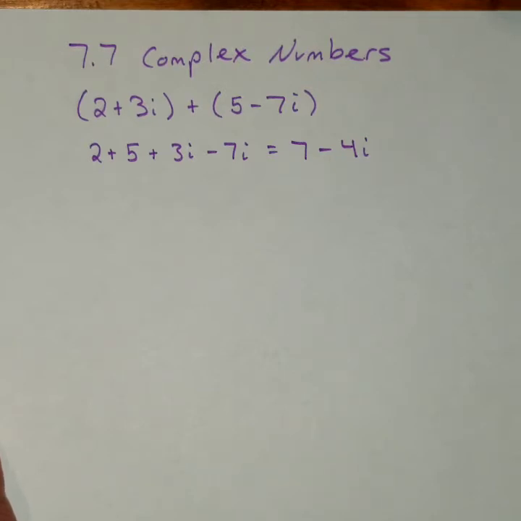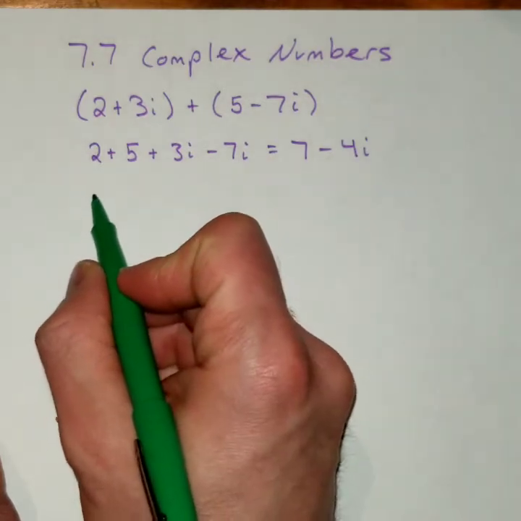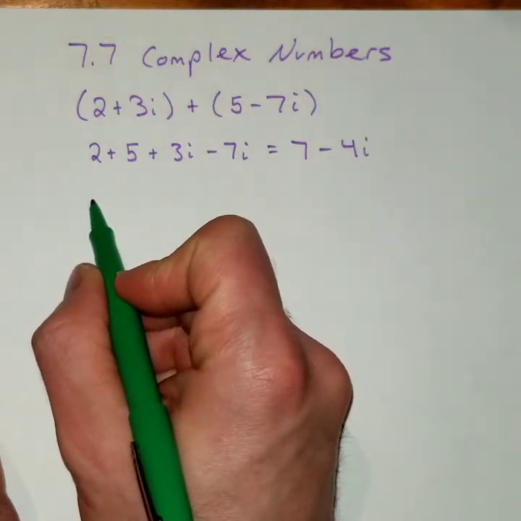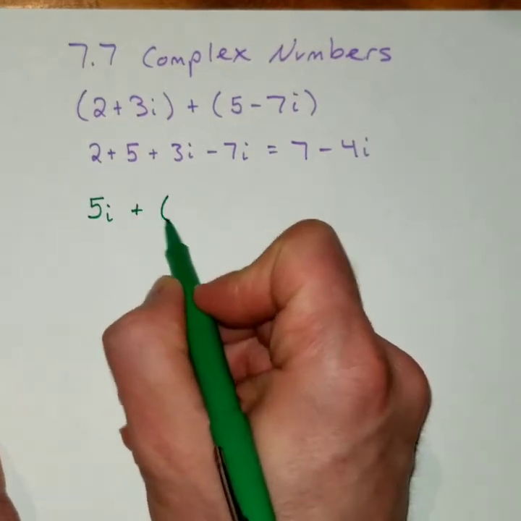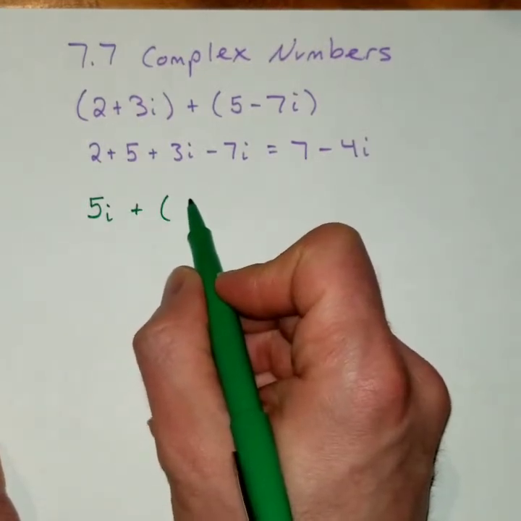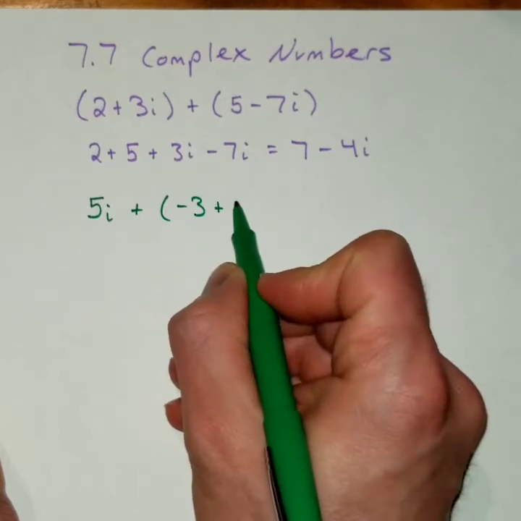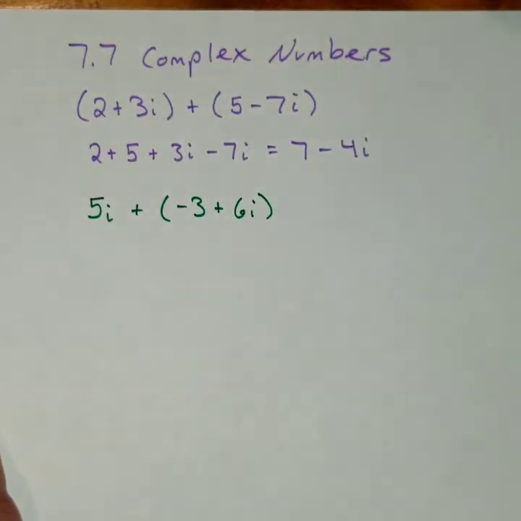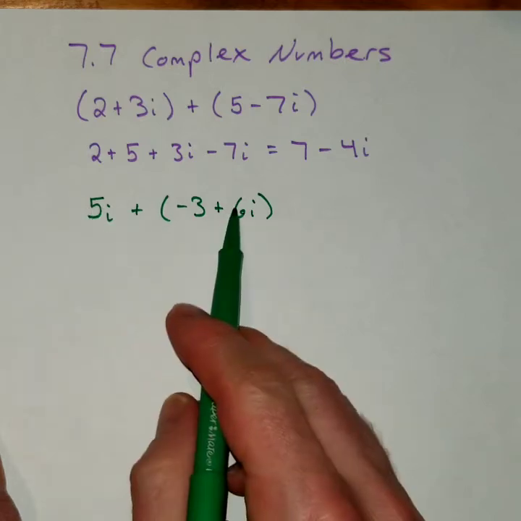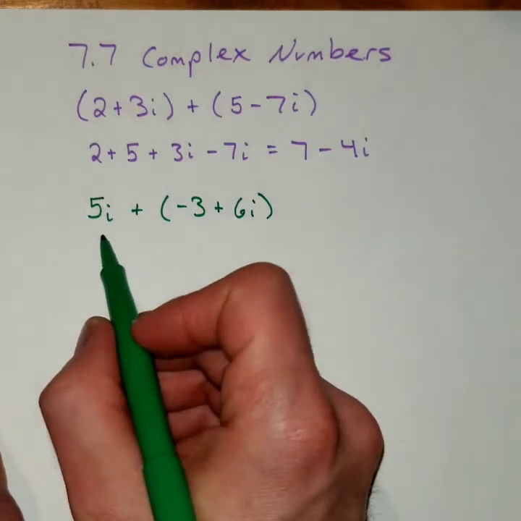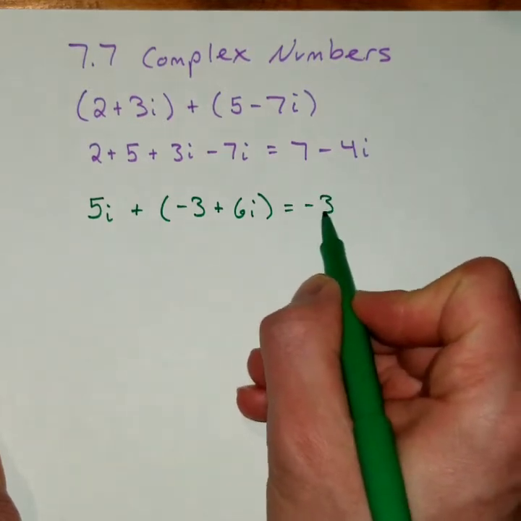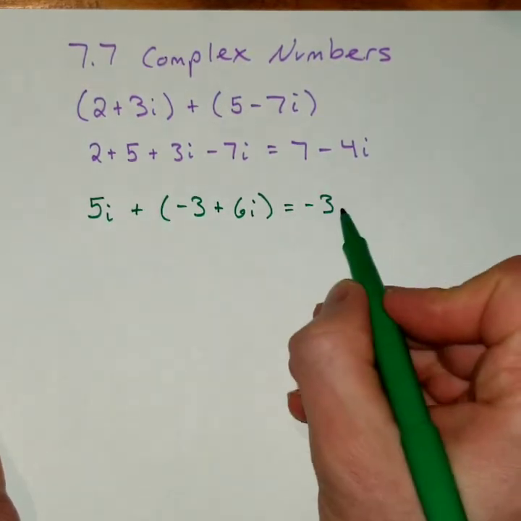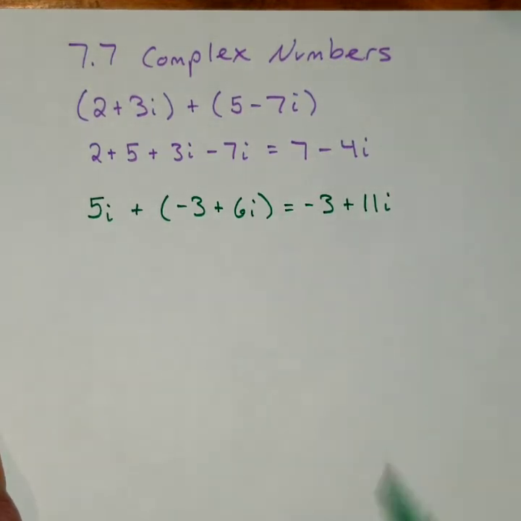I'll do maybe one more here. If we did 5i plus negative 3 plus 6i. Right, so here's an imaginary number and a complex number added together. Again, you're just going to combine like terms. So the negative 3 doesn't combine with anything. The 5i and the 6i just add up to 11i. Okay, so not too crazy on those.